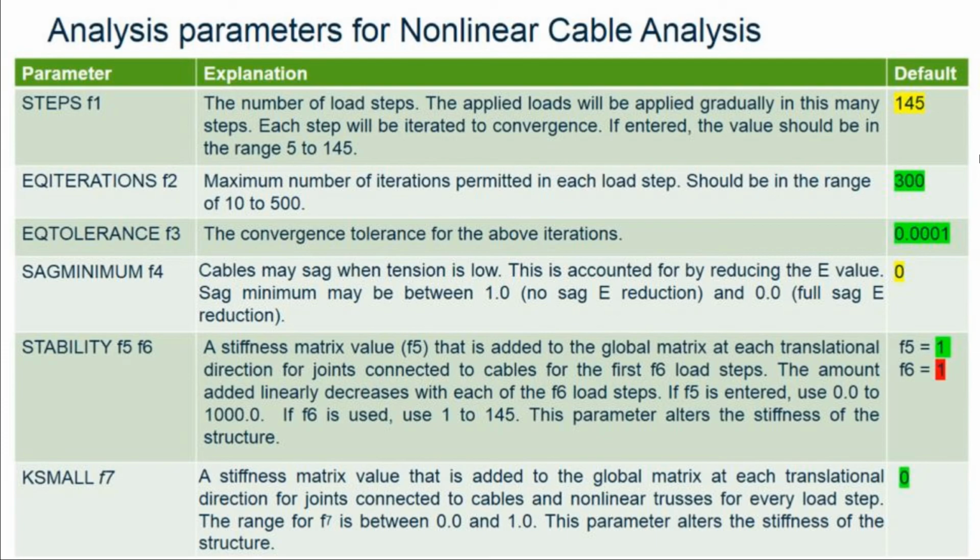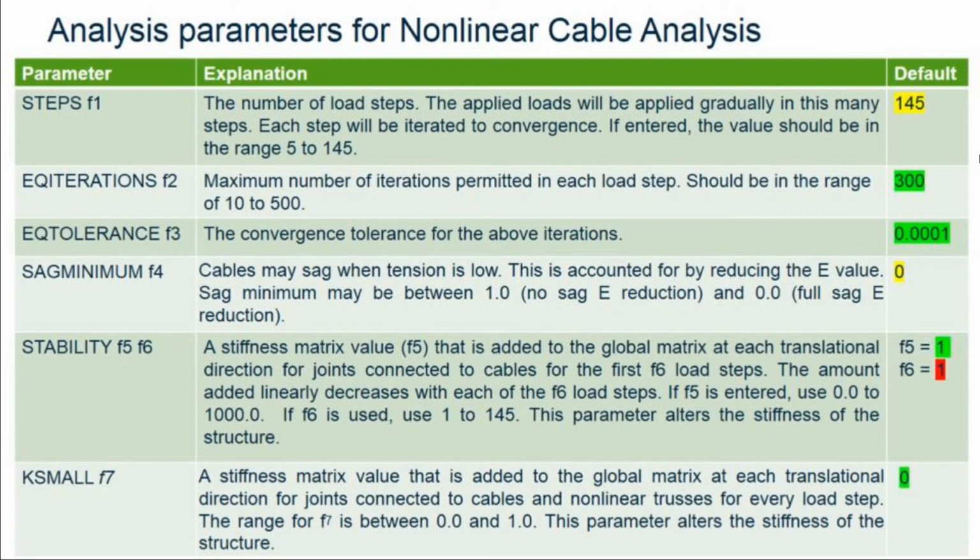Okay, this parameter alters the stiffness of the structure during the initial iterations only. To put it simply, this stability parameter is an artificial stabilizing stiffness matrix. This value is input by the user in the range of 0 to 1000 force per length units, depending on the unit that you use in your model. It's like a spring unit, force per length.